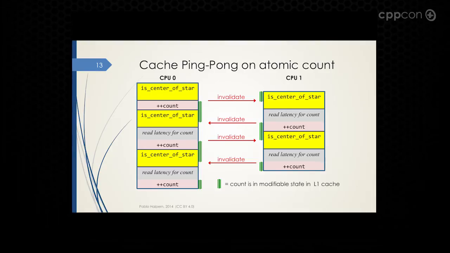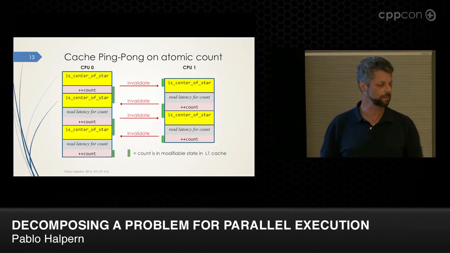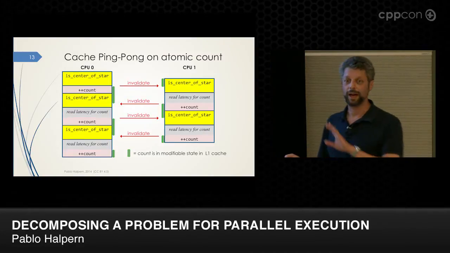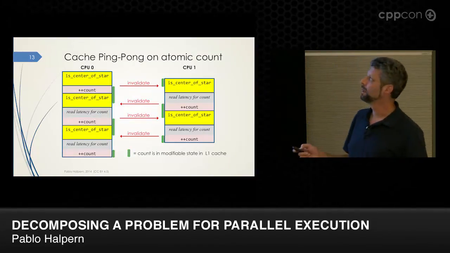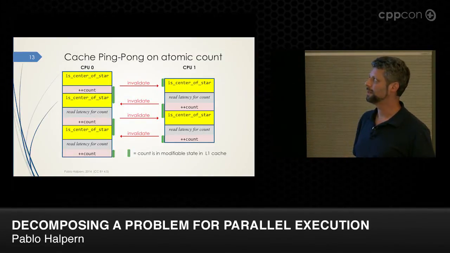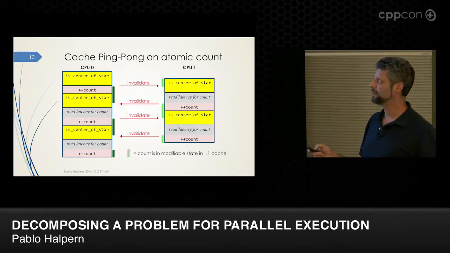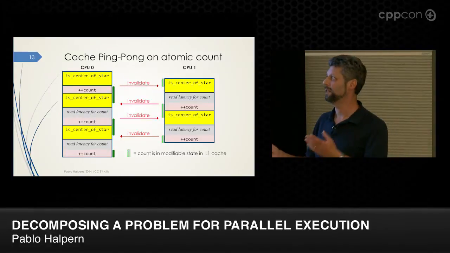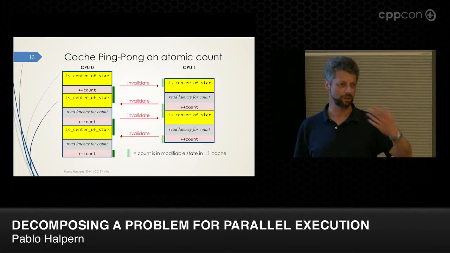Why? What's going on? This is what's happening when you access an atomic variable from more than one thread, and especially if it's happening frequently. Okay? What we're doing here is each thread is on separate pixels, computing whether it is the center of the star. If it is the center, it increments the count. Then it goes back and asks, is it the center of the star? And if it is, it increments the count. Okay, it's doing this over and over again.